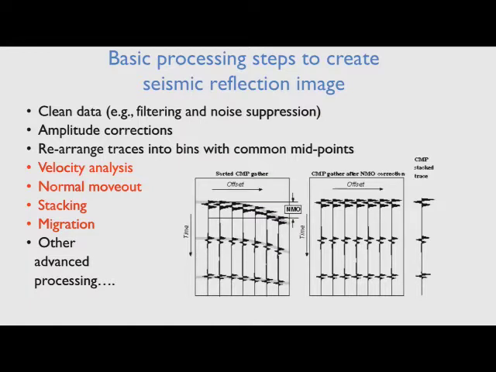Another step, which I'm not going to talk about at all, is migration, and that too is dependent on velocity. So along the way of doing this processing job, we get an image plus some velocity information on the Earth.